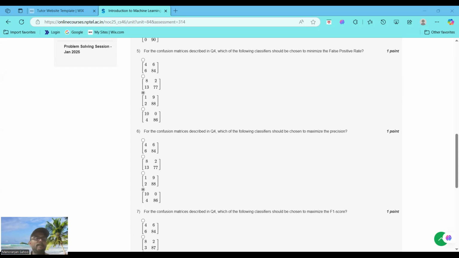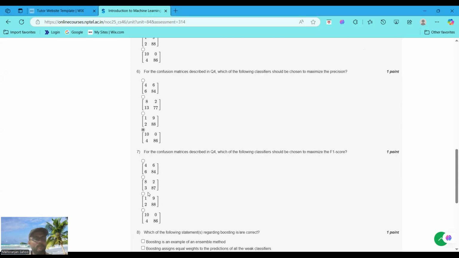Second, TP equals 8, FP equals 2, precision equals 8 by 8 plus 2, that is 8 by 10, equal to 0.8. In the third option, TP equals 1, FP equals 9, precision is 1 by 1 plus 9, that's 1 by 10, 0.1. The last option, TP equals 10, FP equals 0, precision equals 10 by 10 plus 0, equal to 1.0. So D has the highest precision. That's why we choose option D. Question 6, option D.